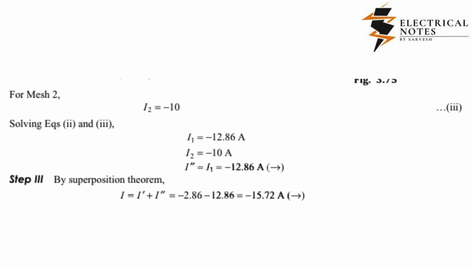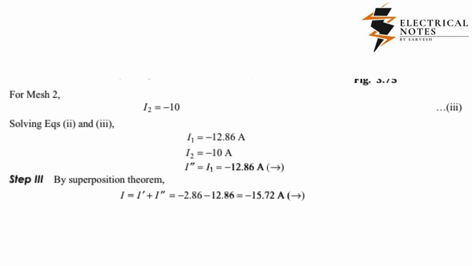Solving equations 2 and 3, we get I equals minus 86. A equals minus I, so I equals 112.